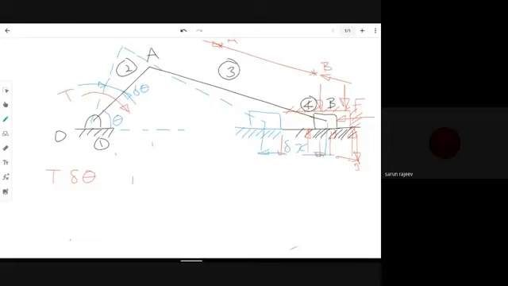Now, the work done by the force acting at the piston, which is F, and the work done due to that force will be F into delta x. So, work done by the torque is T delta theta, and work done by the force F is F delta x.